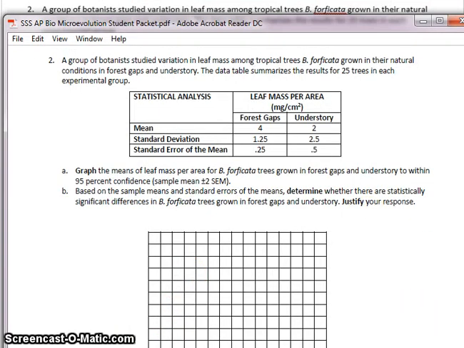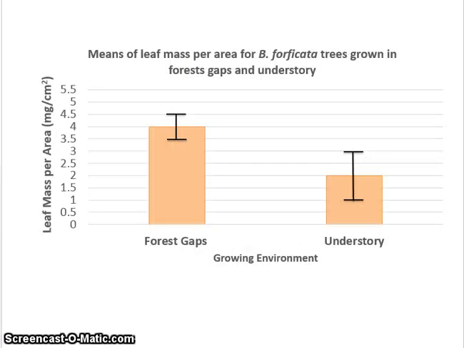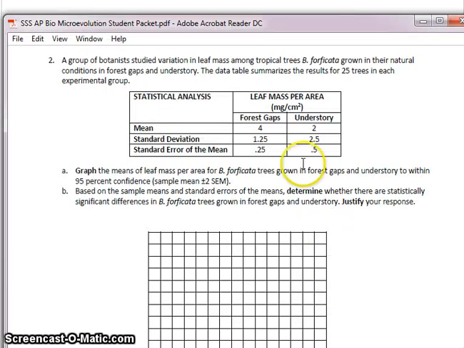All right, let's look at what the rubric says for this question. First of all, a graph should look something like this. And keep in mind what they're asking you to graph was the mean. So the forest gaps had a mean of 4. Understory had a mean of 2. And another thing we should look at is if I go back to this section right here, and it shows us the standard deviation.